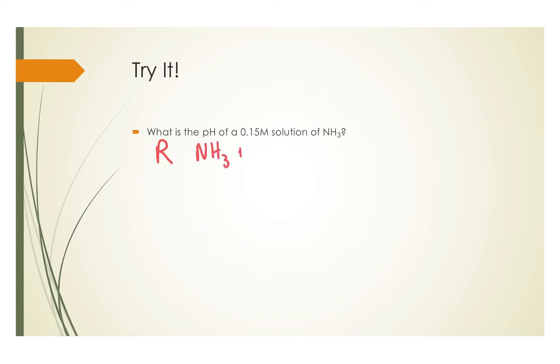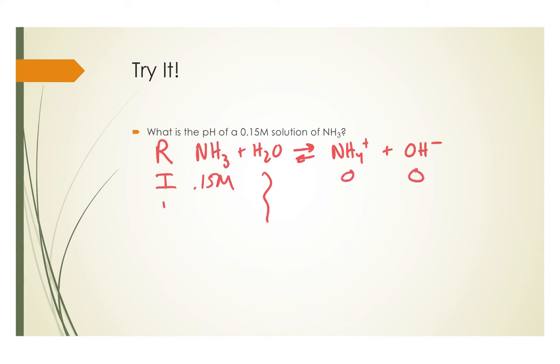NH3 plus H2O goes to NH4 plus plus OH minus. Water is water, so we don't really care about that. But our initial concentration of ammonia is 0.15 molar. The initial concentration of the products is 0. The change based on stoichiometry is going to be minus X, plus X, plus X, which gives me an equilibrium of 0.15 molar minus X, and X, and X.